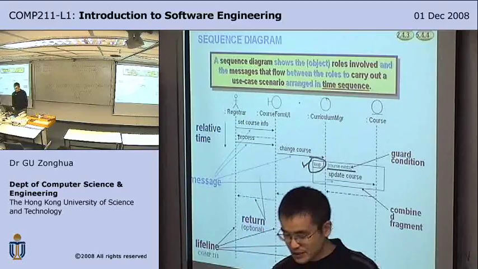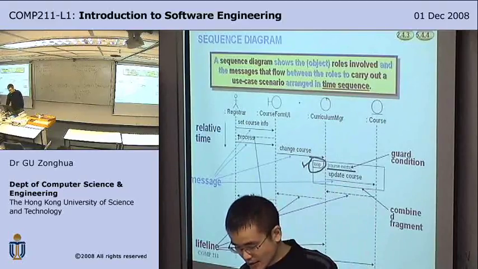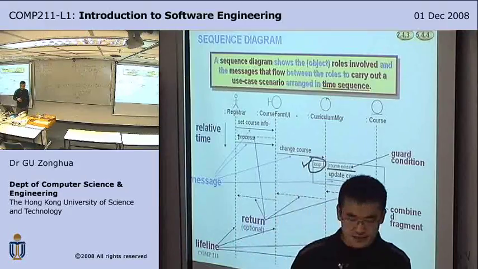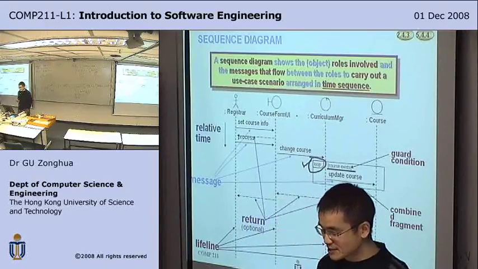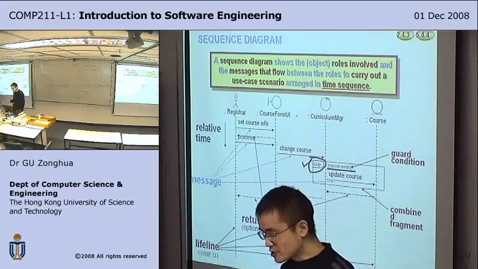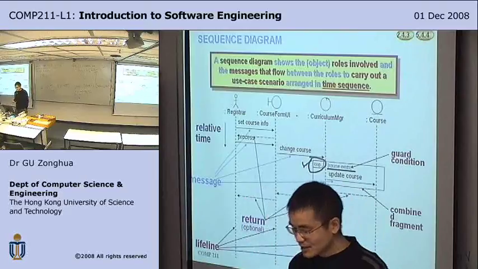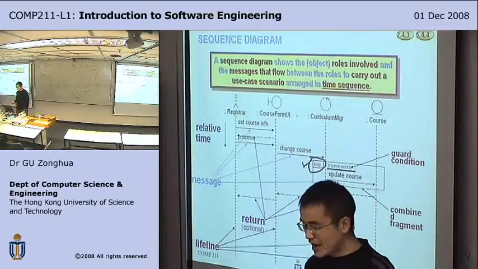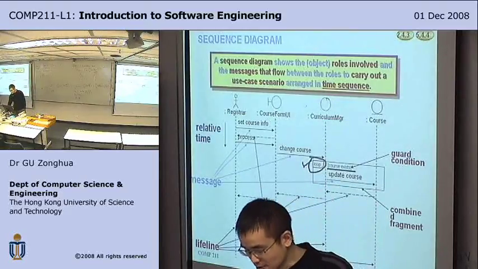So then you may have return. Return meaning that if you make a method call to the other object, say course.getData, that object will return a value. That's the return arrow.